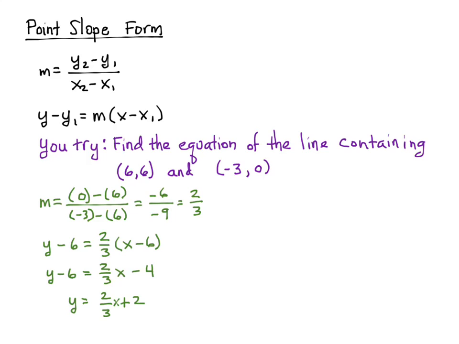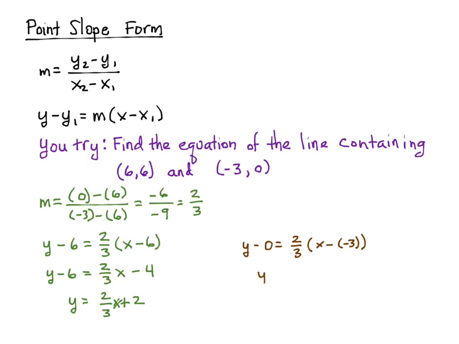2/3 times -6 is going to be -4. So 2 times 6 is 12, divided by 3 is 4. So we have -4, add 6 to both sides, and we have our equation. Now, to your question about which point do we use, let's use the other point.